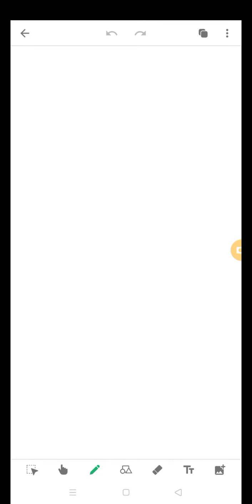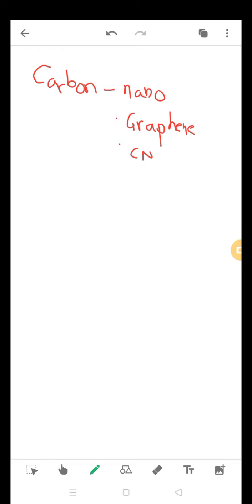So in this lecture we will be discussing carbon and its form in nanomaterial, that is mainly graphene, nanotubes, carbon nanotubes, and buckyballs. These are the main types of nanoforms of carbon available. We will take up one by one.